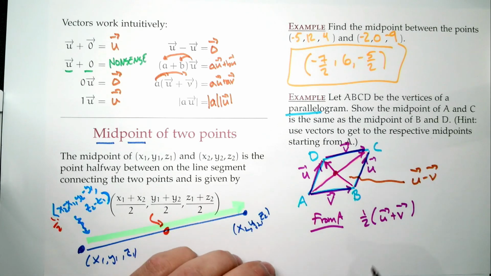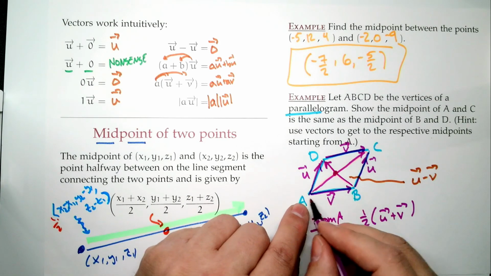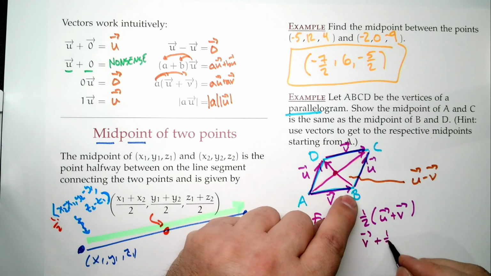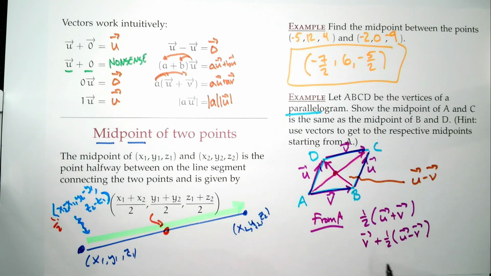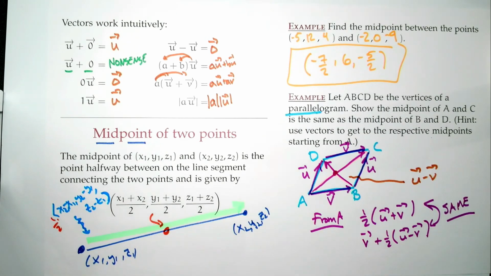Now, what do I get? Well, I go v to get to B, and then I add half of u minus v, and lo and behold, that's how I get to the other midpoint. Now, what's true about these two things? They're the same, and therefore the midpoints are the same. And time is up, and we'll start again next time.